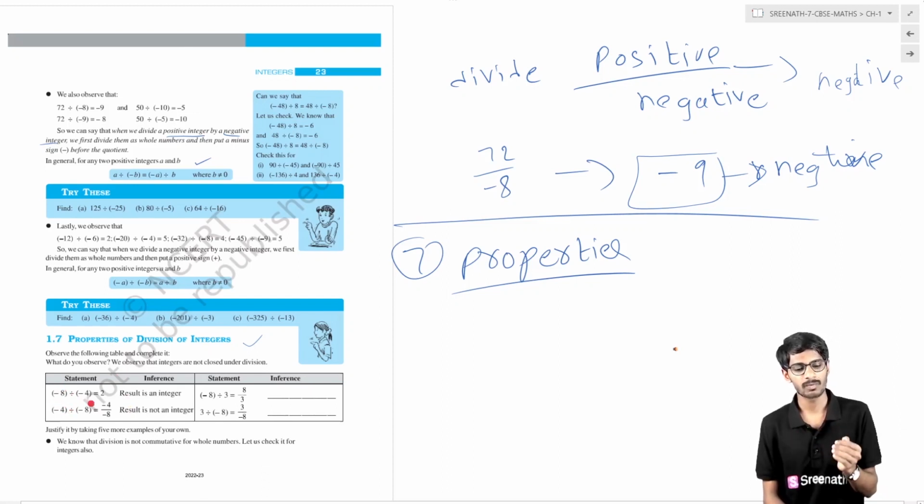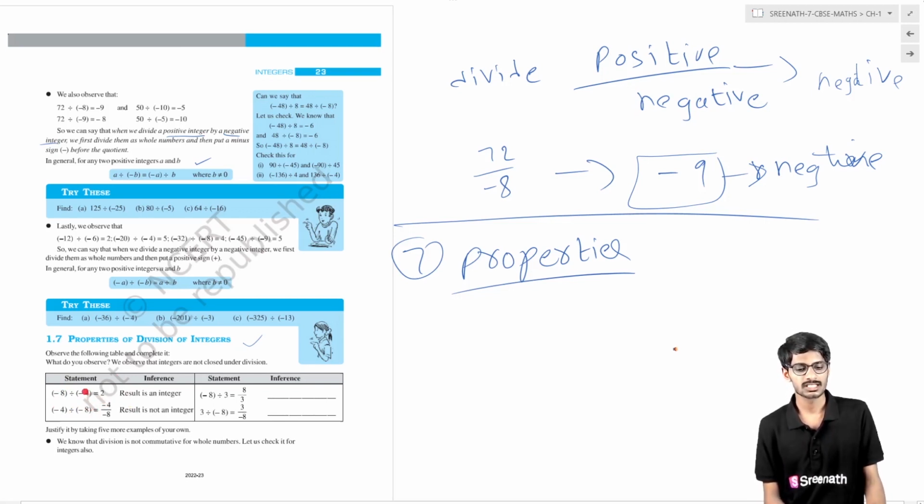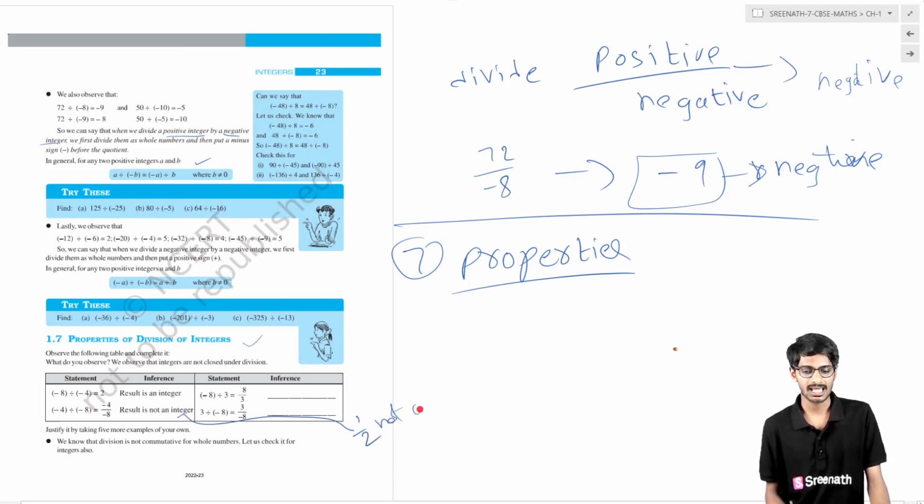Here basically this is the statement. Minus 8 divided by minus 4. Minus 8 and minus 4 are negative integers. Dividing, we get 2, which is also an integer. So these two are separately integers, and after doing the operation also we are getting an integer. So closure is satisfied regarding this example. But when you divide minus 4 by minus 8, we get 1 by 2. The result is 1 by 2, which is not an integer.